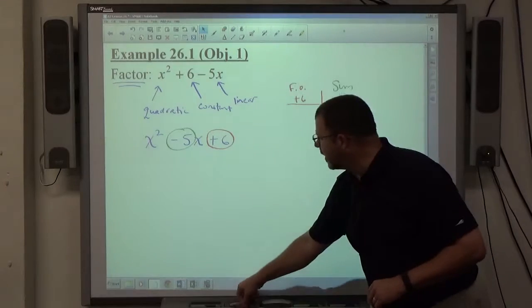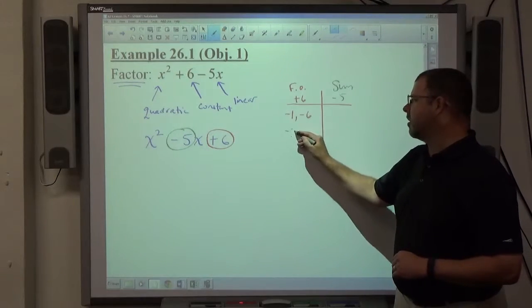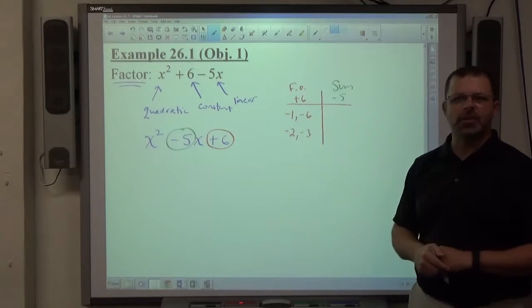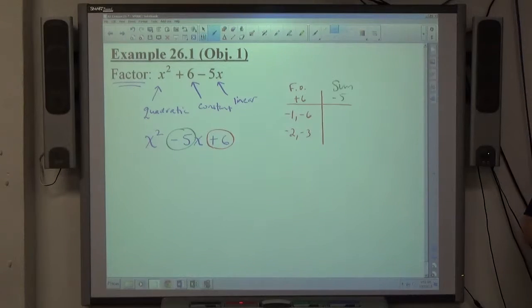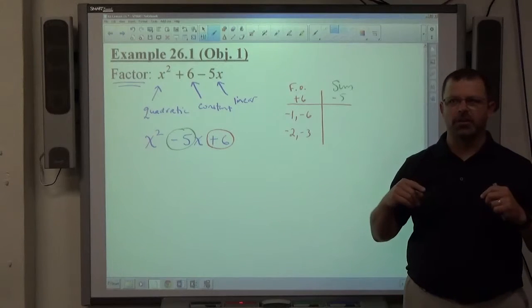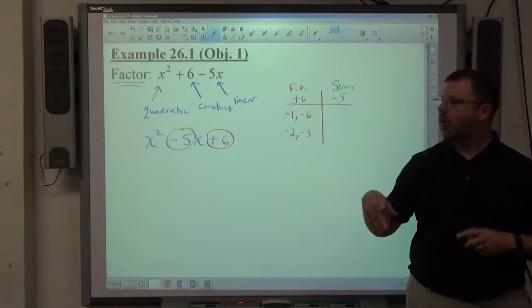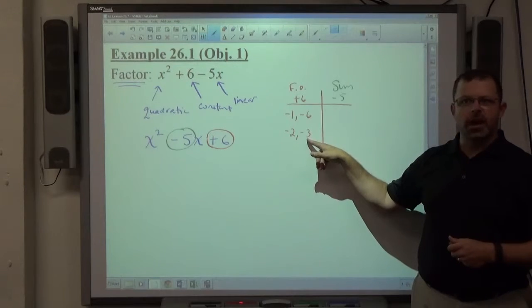So when I'm making this list, negative 1 and negative 6 make positive 6. Negative 2 and negative 3 make positive 6. I don't care about the results on this. I just want to make a good list of every possible way of doing it without leaving anything out. Start with 1 times the number. That's always a factor pair. Then try 2. If it works, go ahead. Then 3 and so on. Once you get a number you've already hit, you're done.